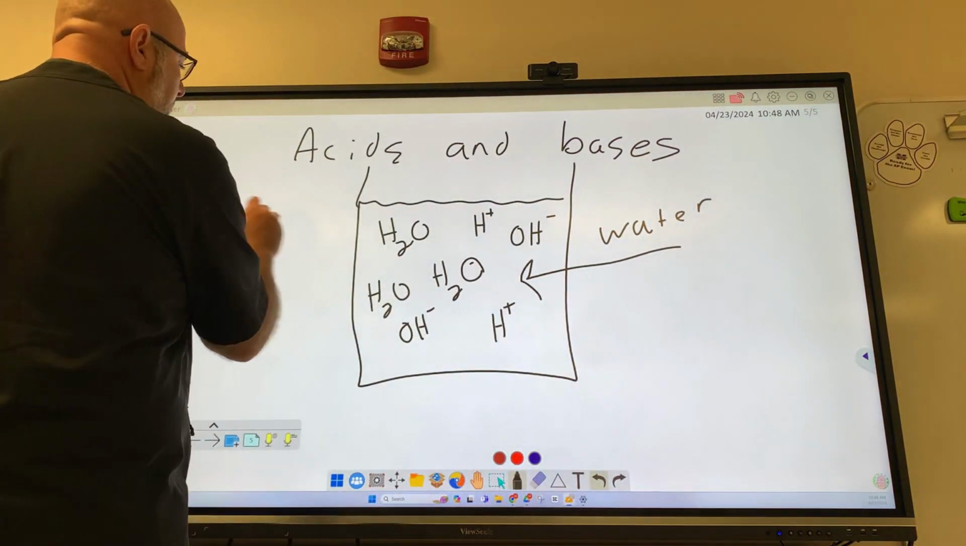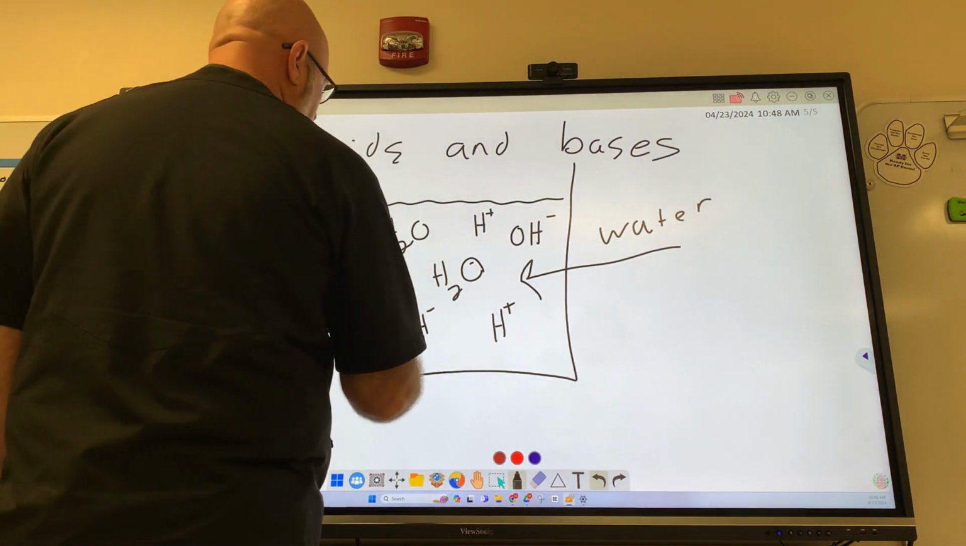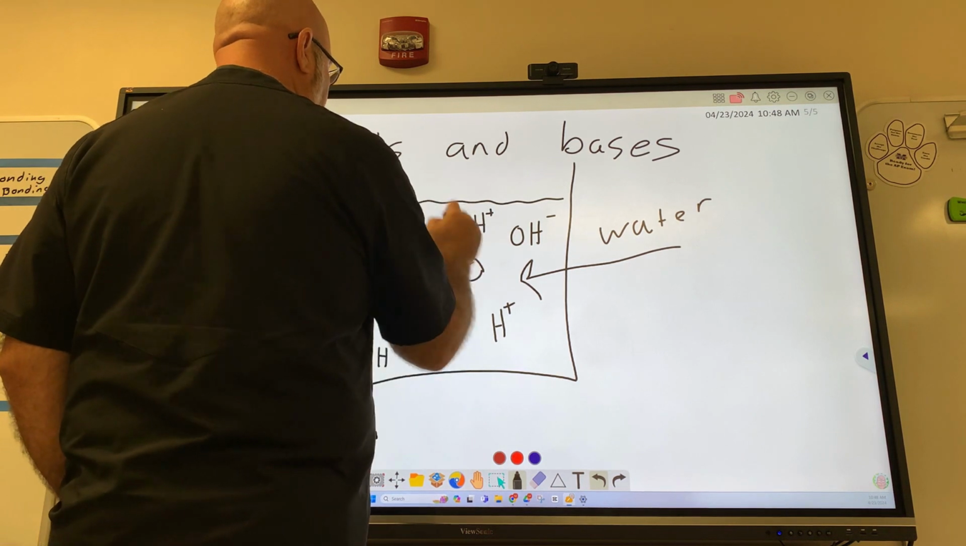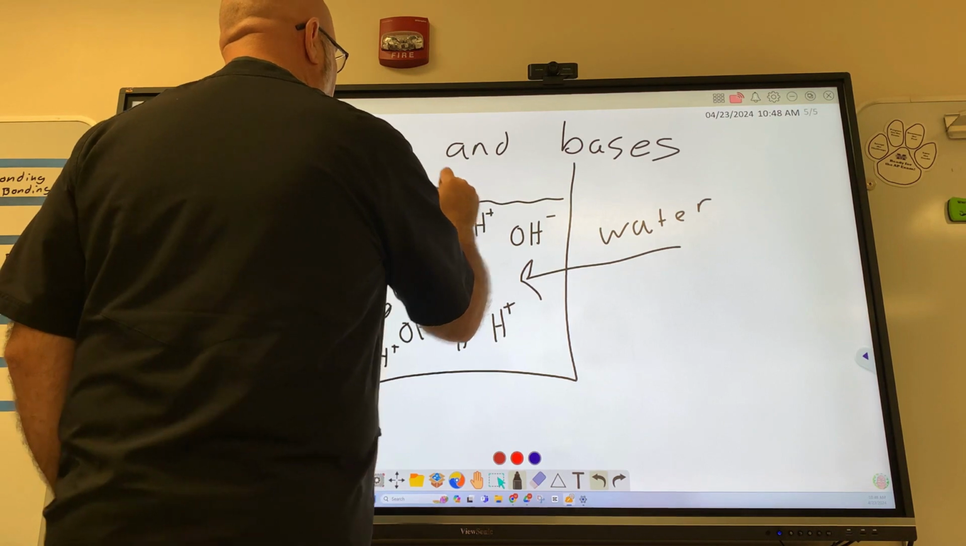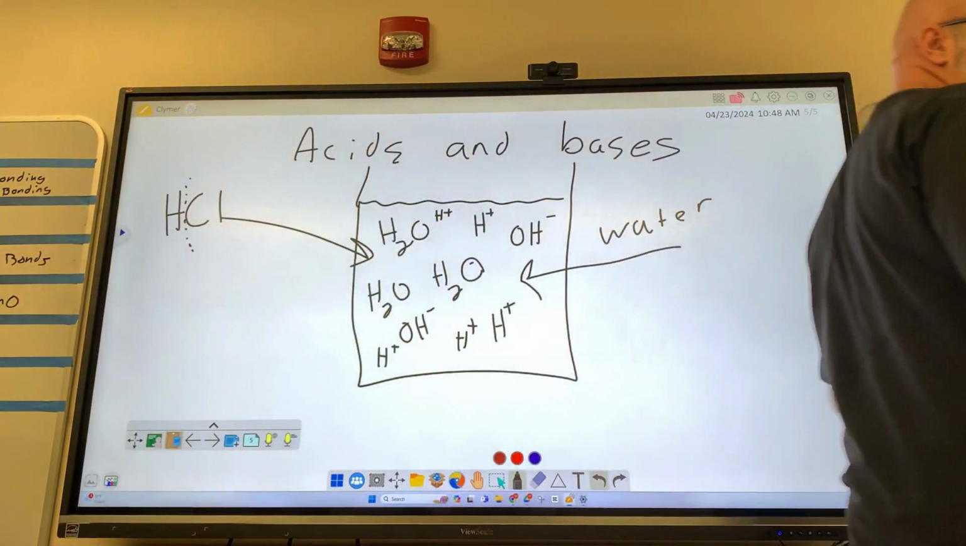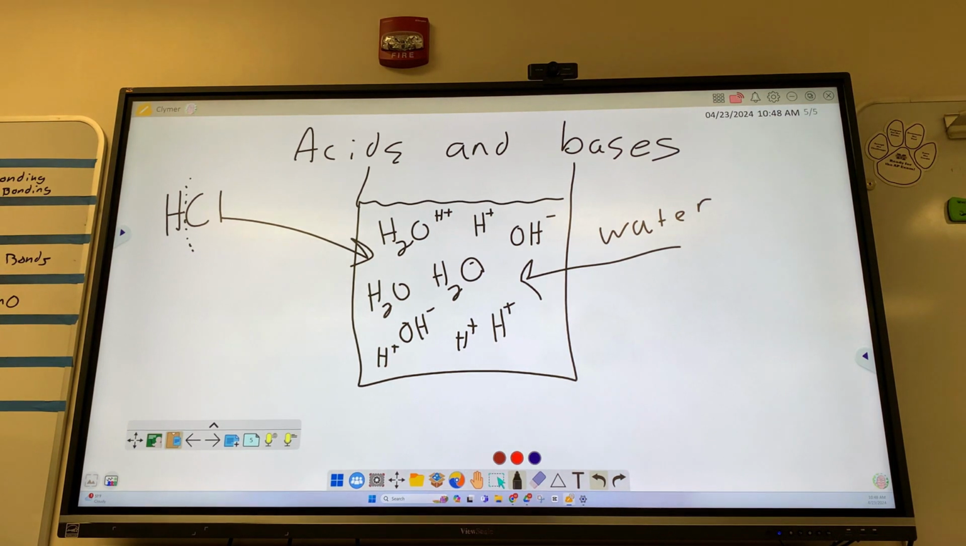Yeah, so if we add some HCl's in here, we're going to add some extras of these, are we not? And now, what is the balance of H pluses to OH minuses? More H pluses. That is an acid. An acid is a solution in which you have more of the H pluses than OH minuses. At its most basic level, that's what we're talking about.